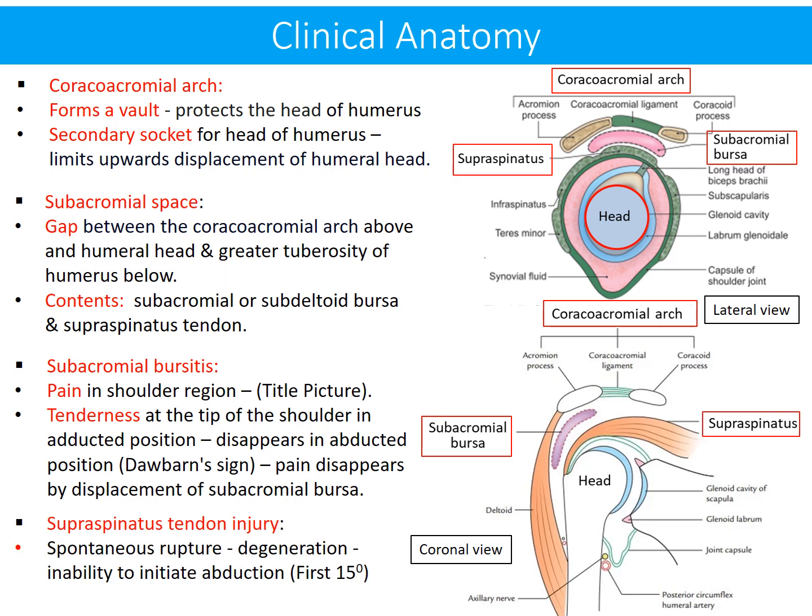Supraspinatus tendon injury may occur spontaneously. If it occurs, this may lead to the degeneration of the tendon, hence inability to initiate abduction as supraspinatus is responsible for initial 15 degree of abduction.